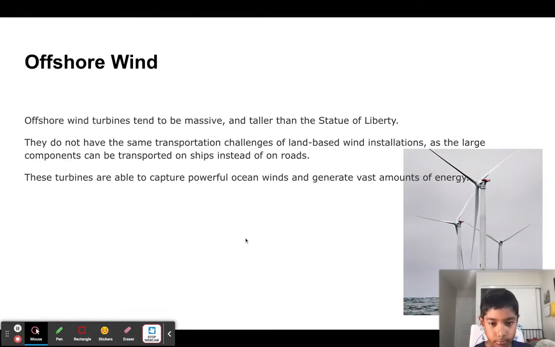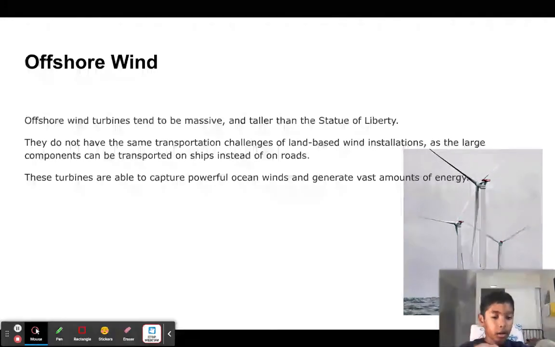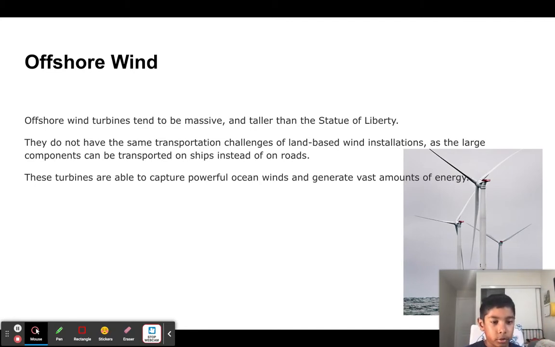So this is what offshore wind is, and offshore wind also produces more electricity than onshore wind turbines, because in the ocean there's a lot of wind, like massive waves produce a lot of wind, so the turbines move faster than onshore wind. So they produce more electricity.